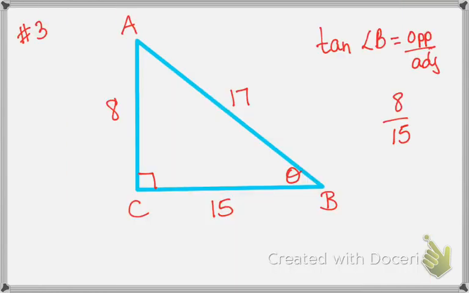On this one, they ask you what the value is of tangent of angle B. So I just labeled this angle B. Tangent is opposite over adjacent, so 8 over 15. It's not asking you to find the degree, it's asking you to find the value, which is literally 8 divided by 15. Put that in your calculator, you get 0.53333, and that is an answer choice.